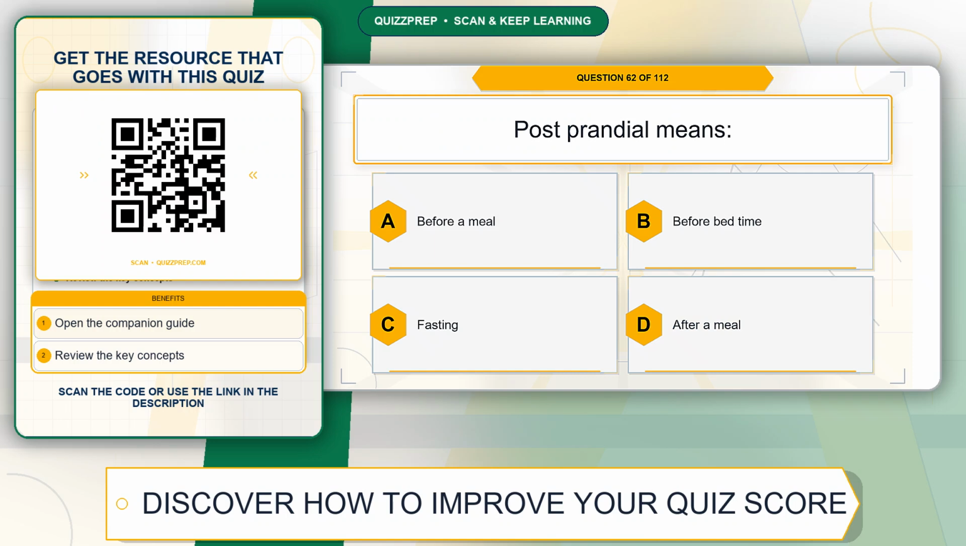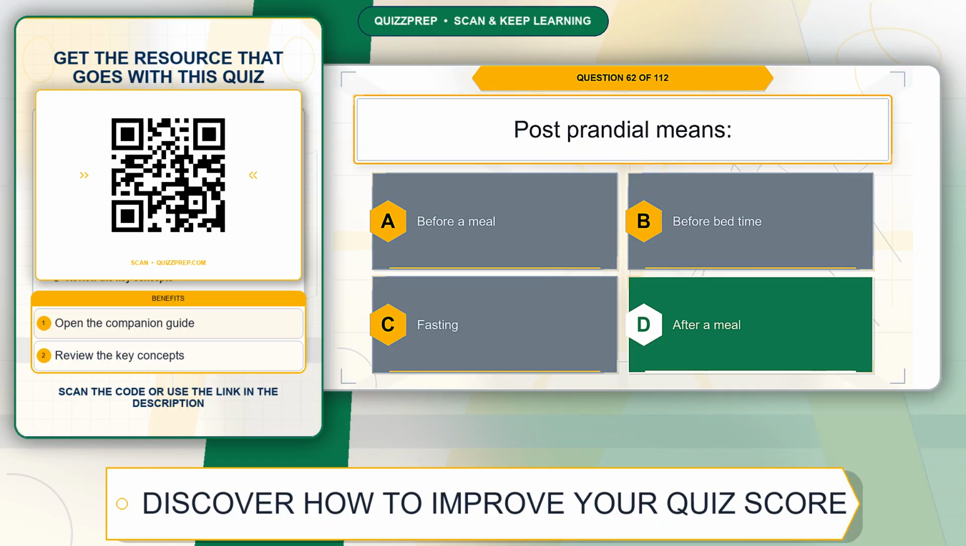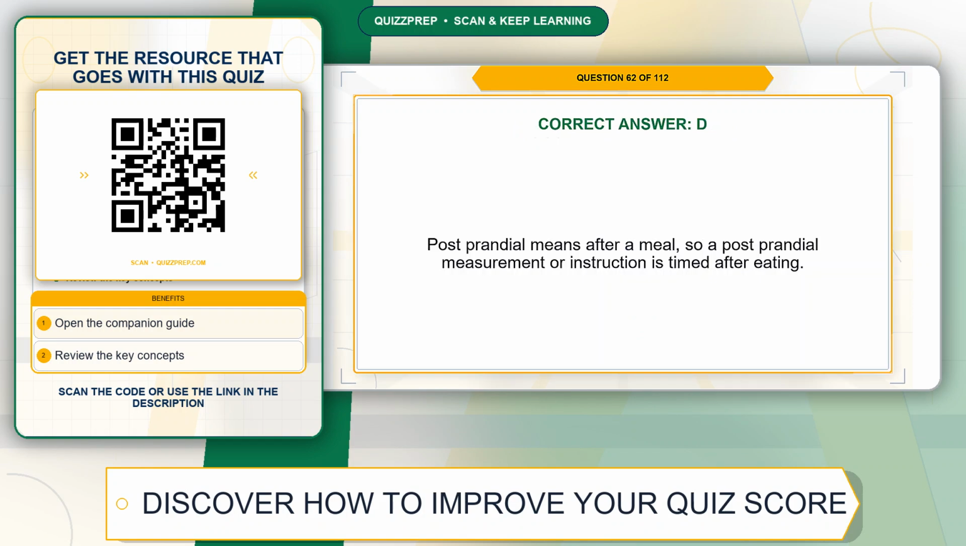Question 62. Postprandial means: Option A, before a meal. Option B, before bedtime. Option C, fasting. Option D, after a meal. The correct answer is option D, after a meal. Explanation. Postprandial means after a meal, so a postprandial measurement or instruction is timed after eating.